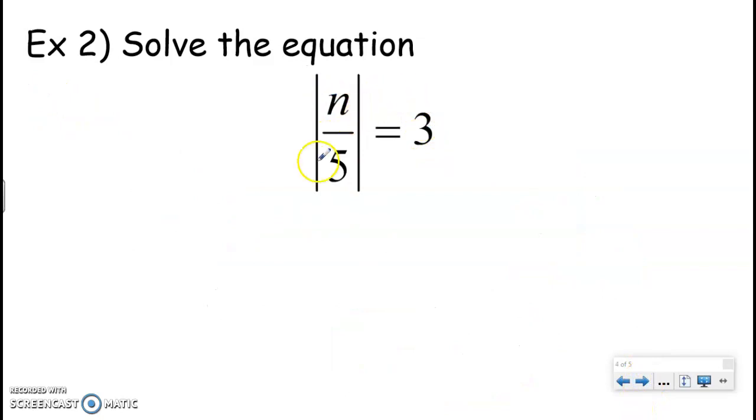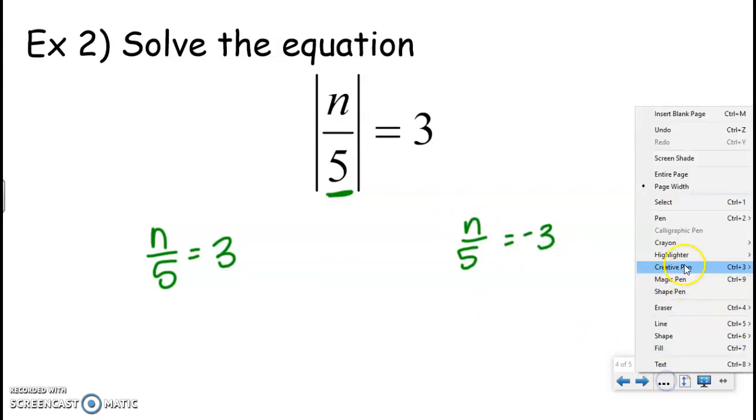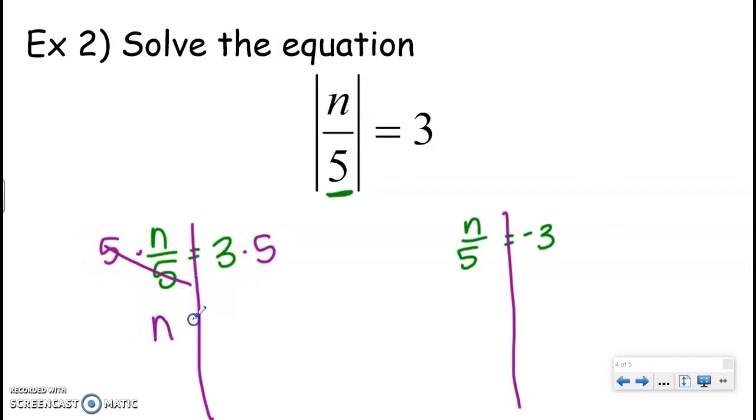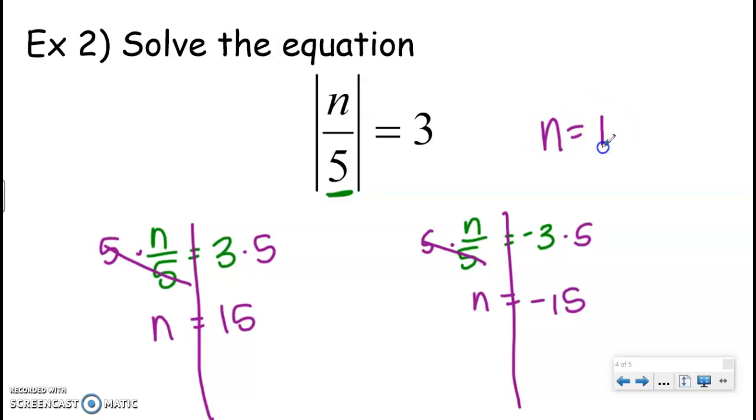Next problem. Same thing, we need to know what makes this 3 units from 0 on the number line. Okay, so it's either 3 or -3. So we're going to go ahead and draw our line through the equal sign. And to solve these, we need to multiply by 5 on both sides. So n equals +15, and n equals -15. Okay, so our two answers here are 15 and -15.